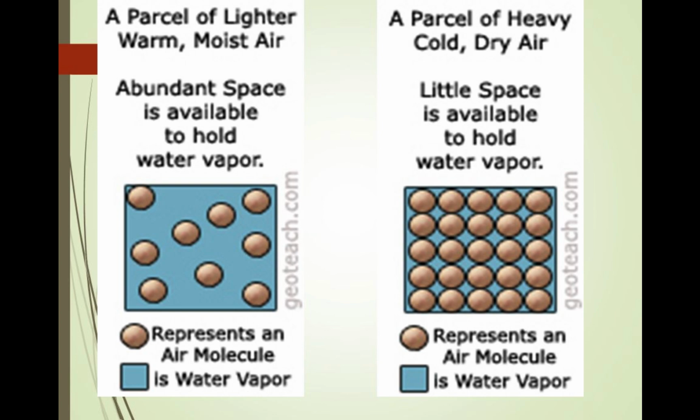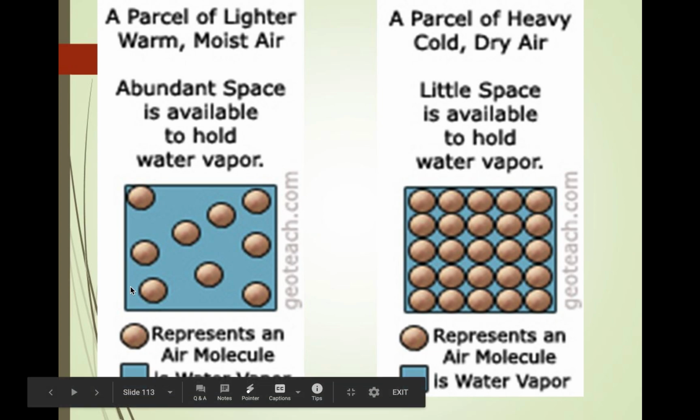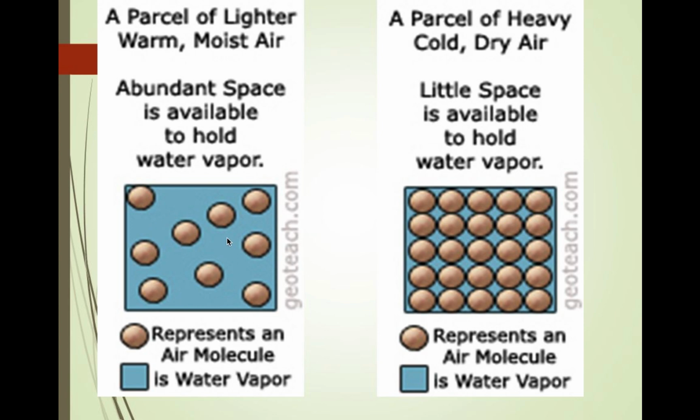The little brown circles represent your warm air, or your air molecules. In this one over here, this is warm air because the molecules are spread out, so you can see how much more room there is for water vapor to fit between them. Over here you have the brown molecules that are close together because the air is very cold, and you can see that there's less room for the water to fit in there.